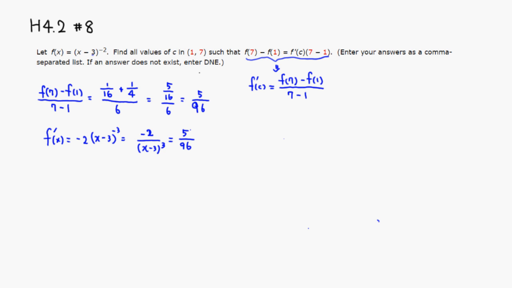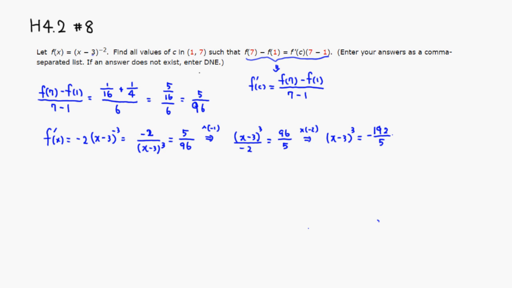All right, so let's solve for x, or c. Let's take the reciprocal of both sides. We get x minus 3 cubed over negative 2 is equal to 96 over 5. Then multiply both sides by negative 2. We get x minus 3 cubed is equal to negative 96 multiplied by 2. 6 times 2 is 12, and 9 times 2 is 18, so 192 over 5.